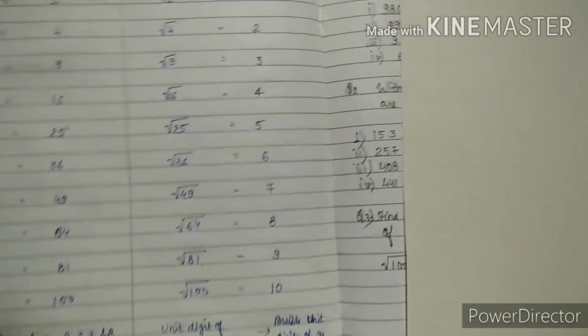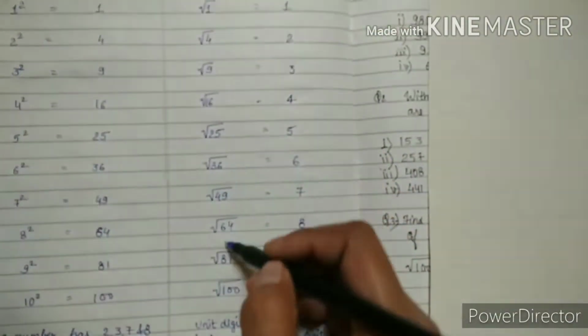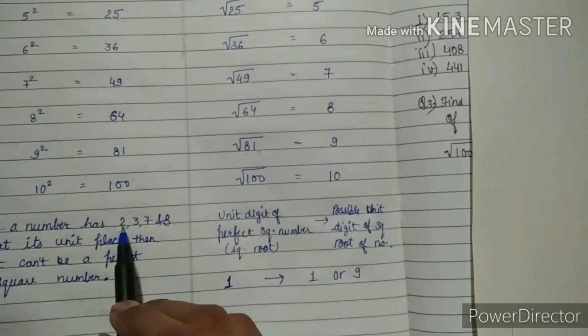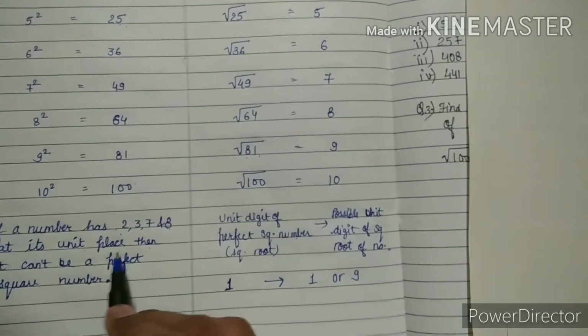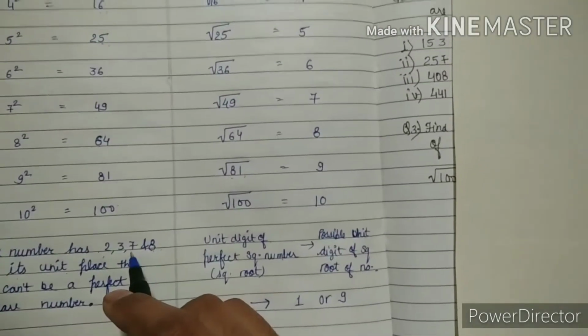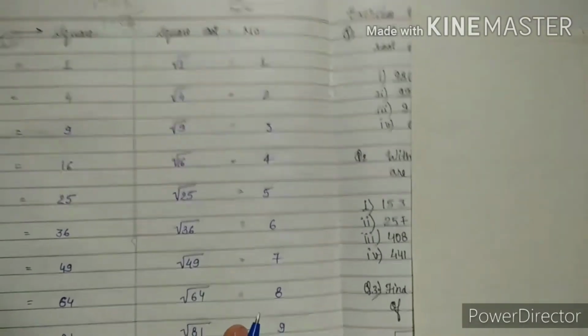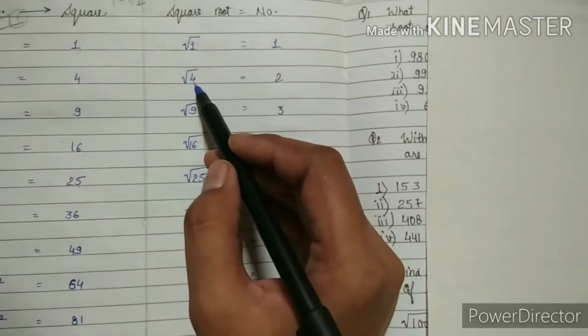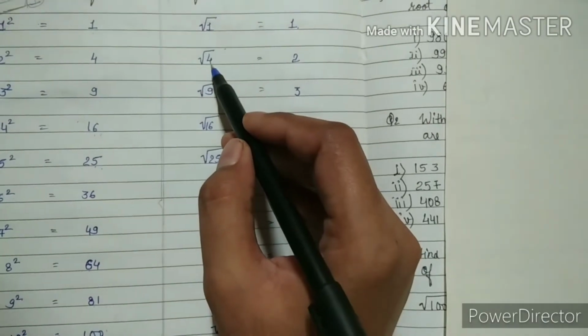Okay, here 2 cannot become a perfect square, because 2, 3, 7, 8 on the unit place cannot be a perfect square, so there is no need of checking 2 and 3. Now we are going for the 4. Here we have unit place 4.